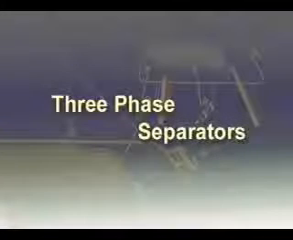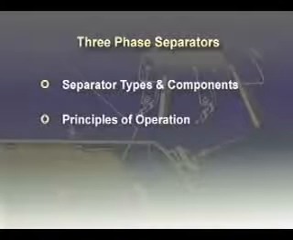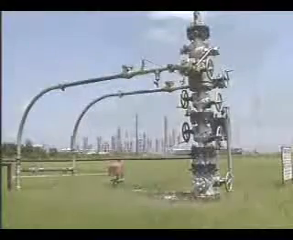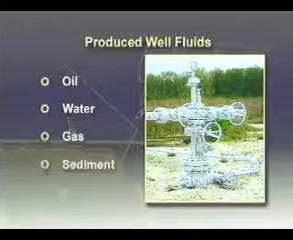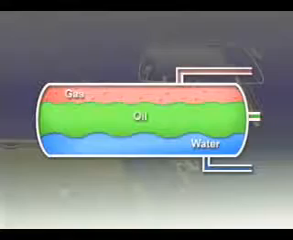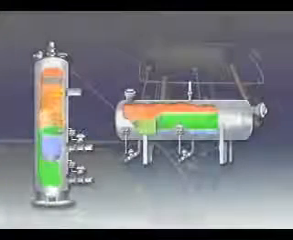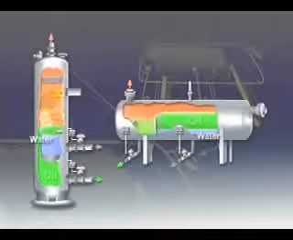This module on three-phase separators describes separator types and components, principles of operation, and design procedures. Produced well fluids typically consist of varying amounts of oil, water, gas, and sediment. The first step in processing these fluids is to split them up into their individual components. This generally takes place at some type of separator. A three-phase separator uses gravity to separate produced well fluid into gas, oil, and water phases.